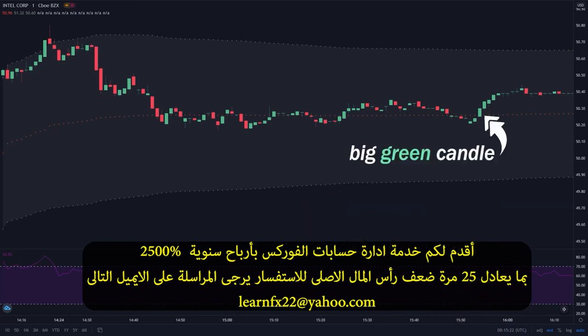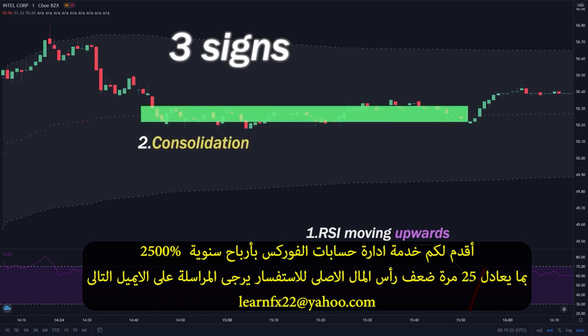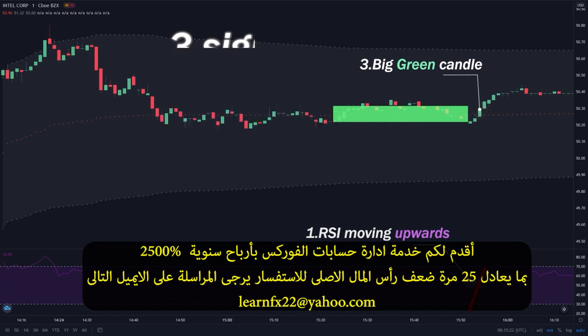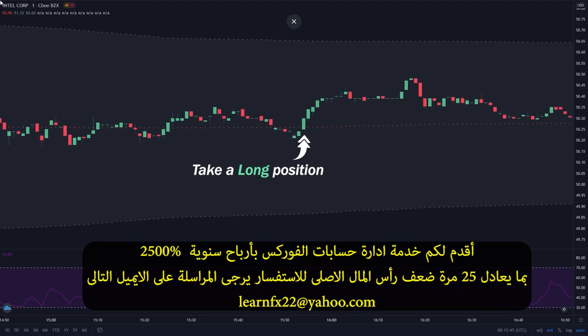A green candle formed, while the RSI is heading upwards. So now, there are three signs. The RSI slowly moving upwards, there's a consolidation before that, and a big green candle formed. This is a good opportunity to take a long position. So if you took a trade here at the green candle's close, you could have made a 0.35% profit.